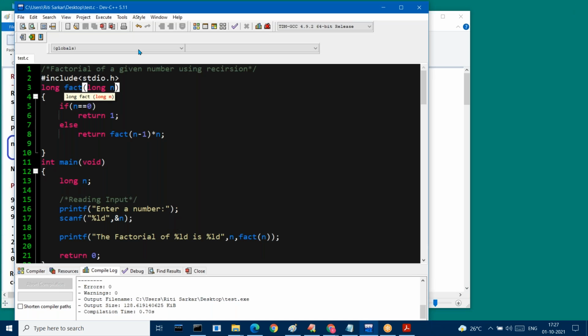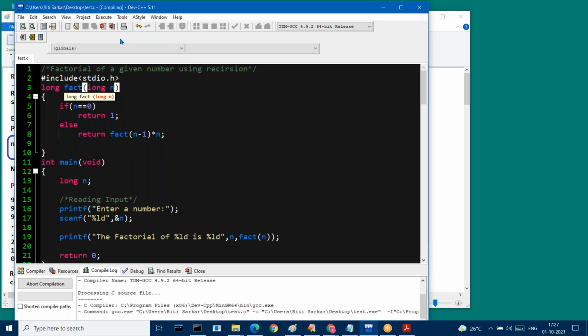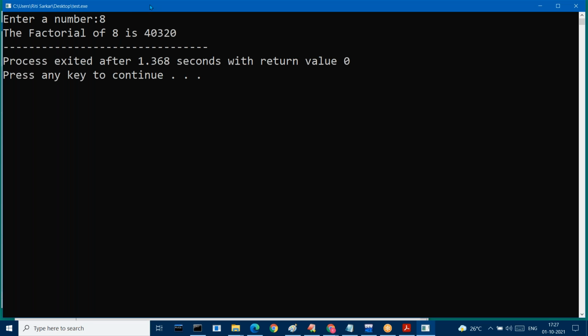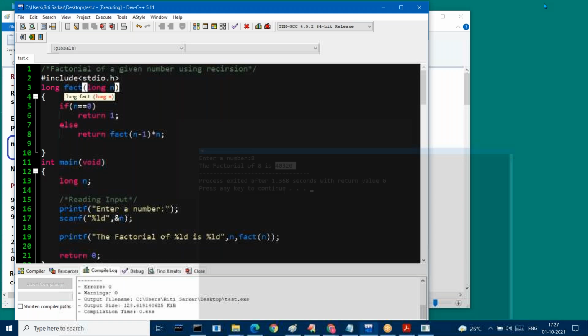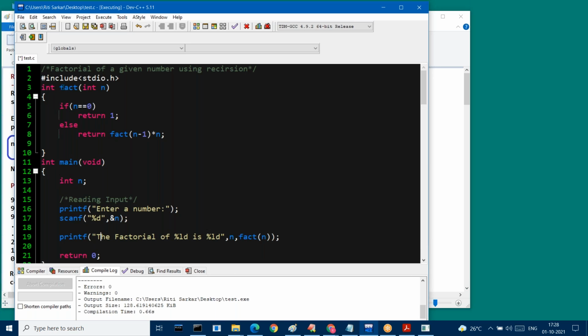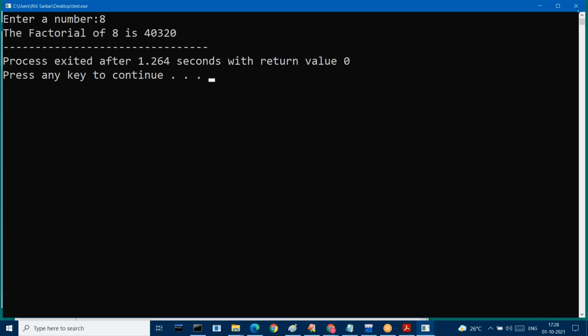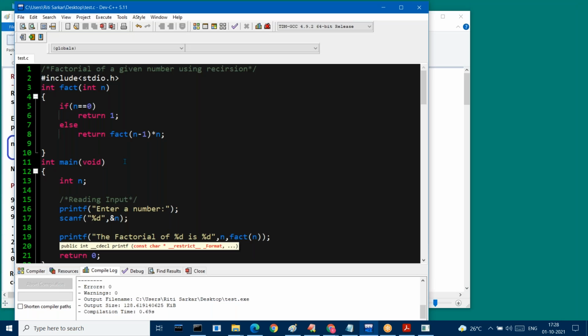Okay, up to 7 no problem. After 8 it will be a problem if you take integer. See, factorial 8, this is the value. But if you are keeping it integer, you will not get it. Check it out. If you are simply keeping integer here, you will not get it. Okay, 8 is working. Maybe let's see 9.